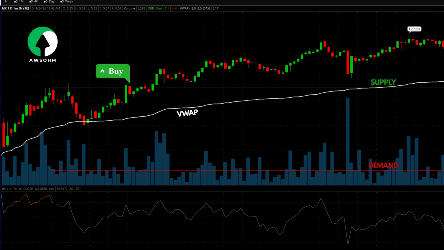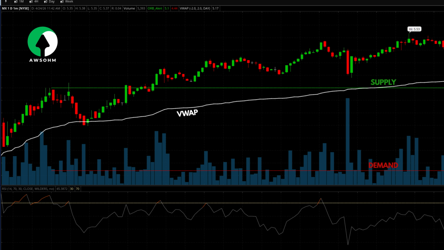Using VWAP, volume weighted average price, alongside supply and demand zones, allows you to see not just where the price is, but who is in control of the trade at that specific location. If supply and demand zones are the map, VWAP is the compass, telling you which way the momentum is actually shifting.